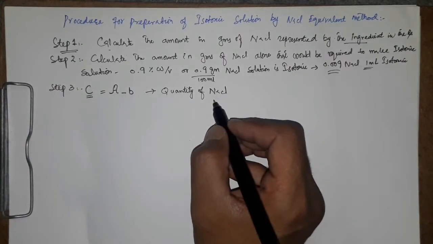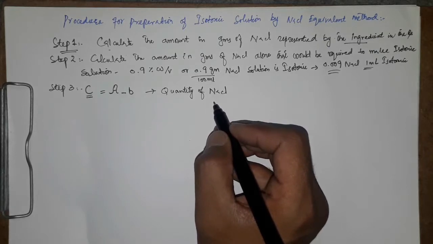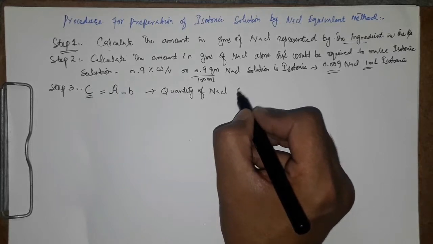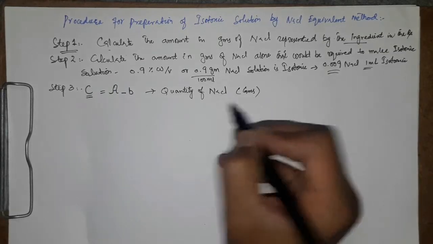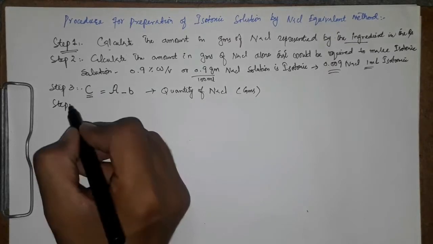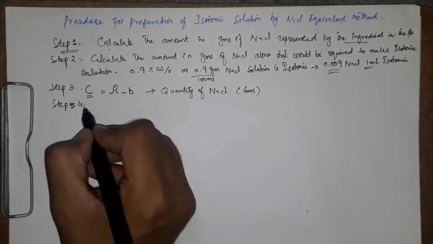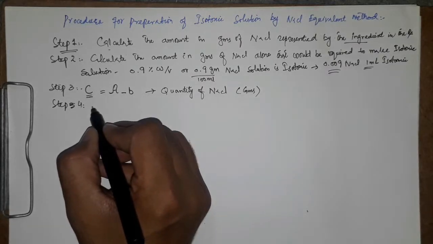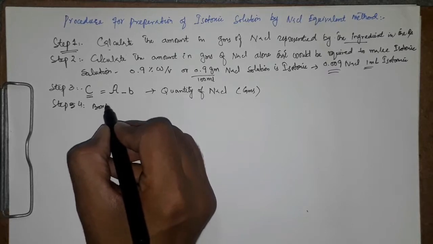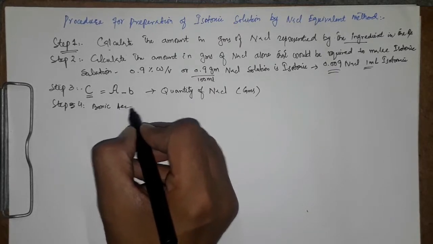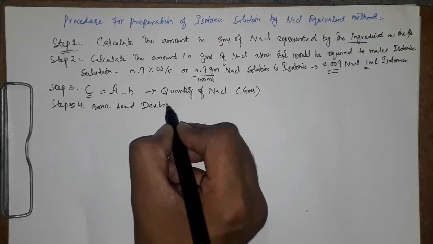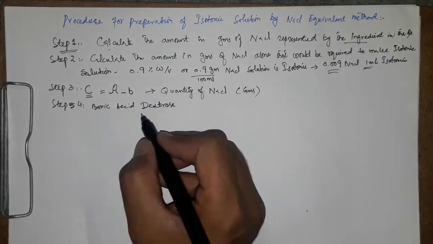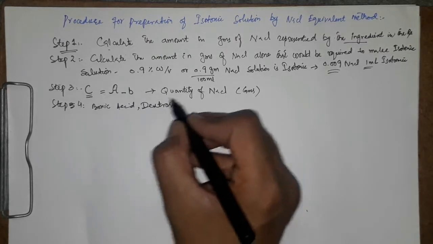Now we have found this quantity of sodium chloride. This will give us the quantity of sodium chloride in grams. But if we have to use some other ingredient as a tonic agent, such as boric acid or dextrose, what will we do? We have found this sodium chloride to be added. How much quantity of this boric acid or dextrose will be added?